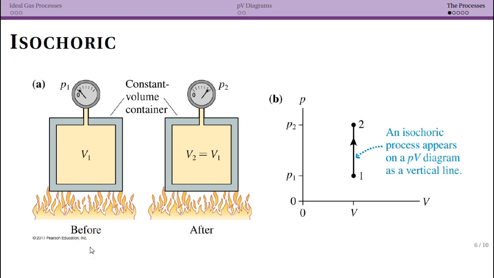Okay, now we're going to go through the individual processes. The order here doesn't really matter. The first one is isochoric. This is a constant volume process.